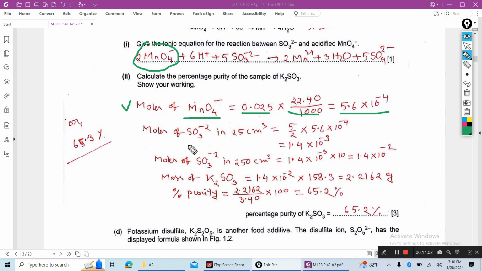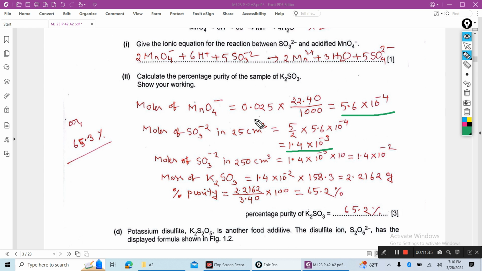Then moles of sulfite ion. Using the ratio, moles of sulfite ion in 25 cm cubed is 5 by 2. This ratio is 5 by 2, so 5 over 2 times moles of manganate. So you get 1.4 times 10 to the power minus 3.